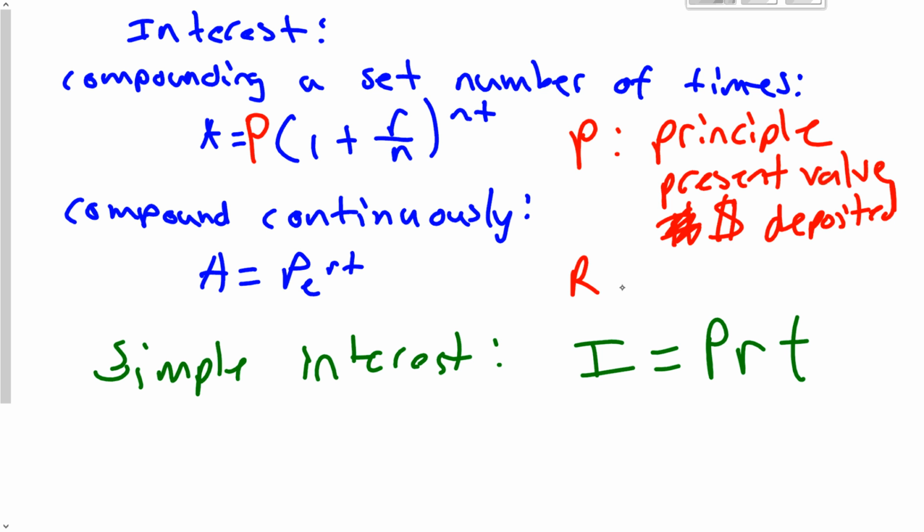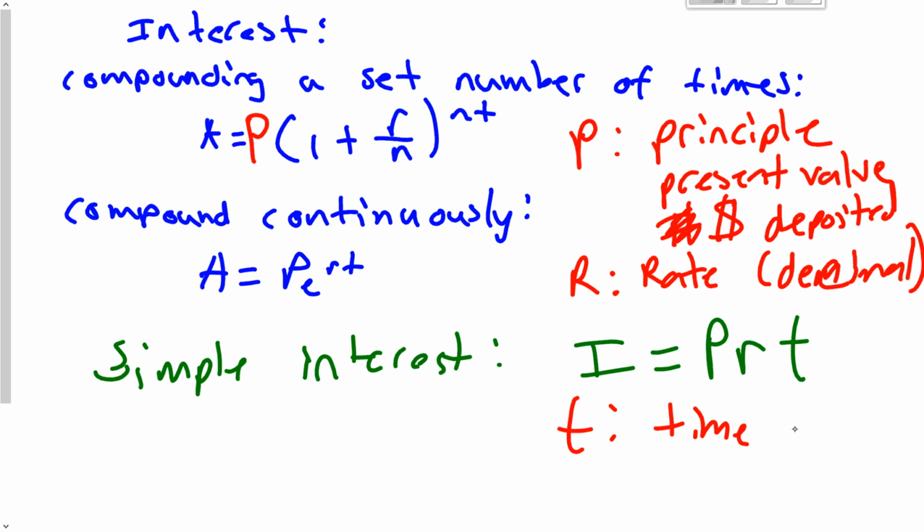R in all three of these is the rate, and that needs to be a decimal. So if it gives you like 4%, you need to move the decimal over 2 spots to the left. The T stands for time in years. So that is how long you are doing this loan, or how long you are investing money for. So it is time in years.